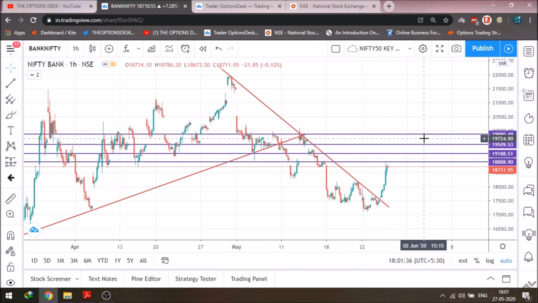Today it was an unexpected day. I did say in my Telegram group in the morning that the Bank Nifty and the Nifty market can be out of the box today, and it did perform really well out of the box. So now let's see what levels we can expect on the downside.